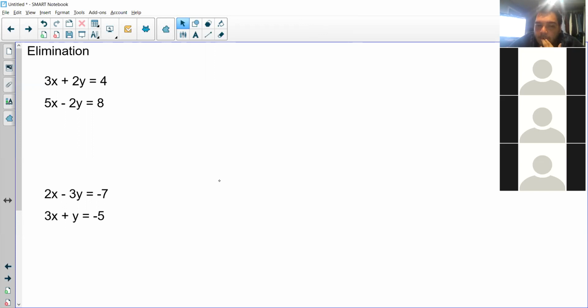So let's say you wanted to get rid of the 3x at the bottom for the second problem. You can multiply the top one by 3, every single number, so it'd be 9x, whatever it is. And then the bottom, you would make it times 2. So then you would be able to subtract them.